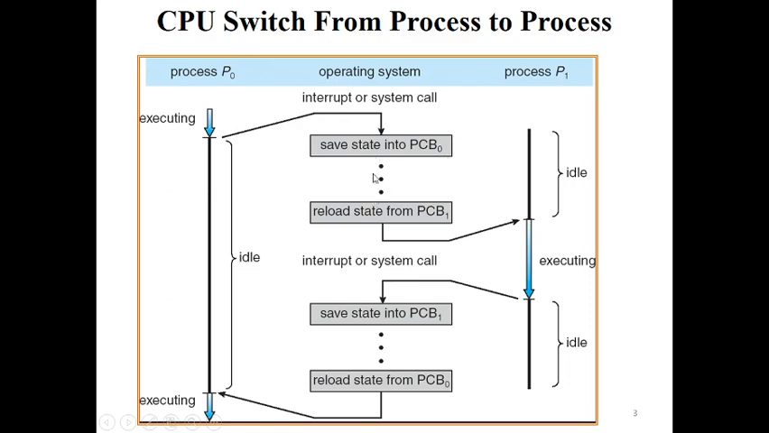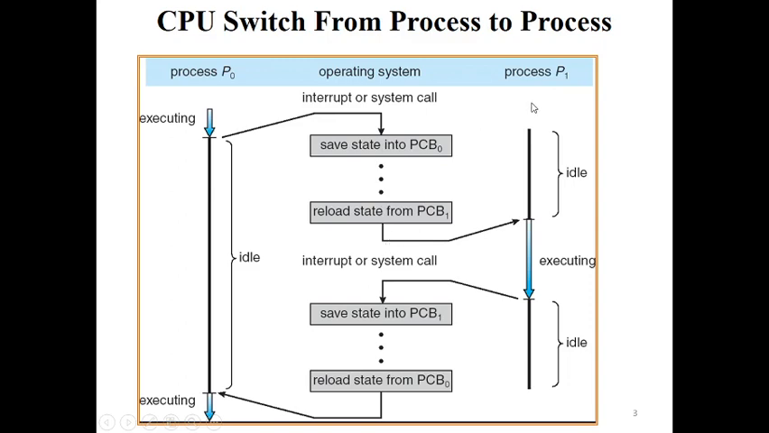Once it is saved, during the saving of the state of process P0, the computer will not do any task, right? Nobody is executing anything, so that's why it's written over here as idle. Now after completing the saving of the state of process P0, suppose P1 is ready in the ready queue.